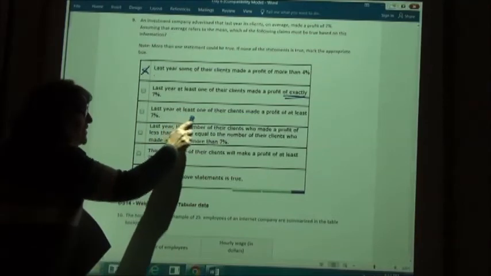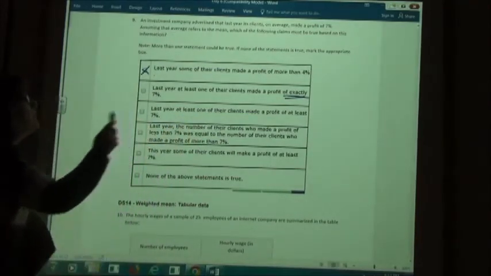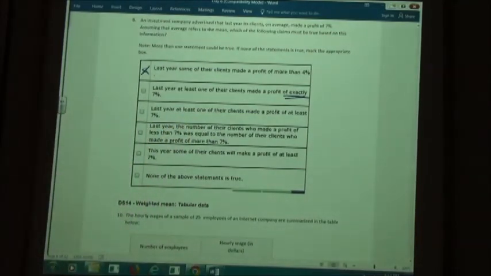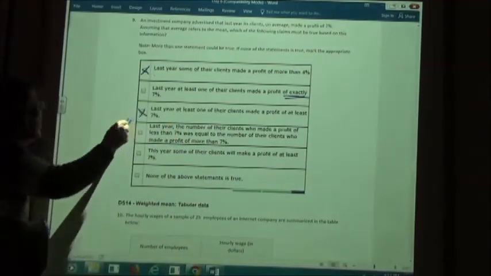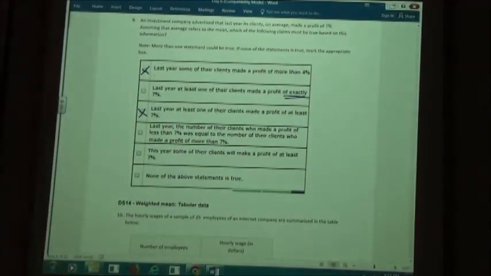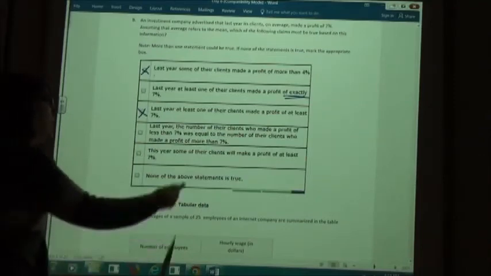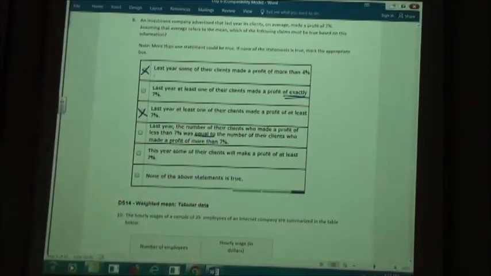Last year, at least one of the clients made a profit of less than 7%. That would be true, right? My average is 7%, so at least one person had to have less than 7%. Probably more than one had less than 7%, but at least one did. Last year, the number of clients who made a profit of less than 7% was equal to the number of clients who made a profit that was more than 7%.